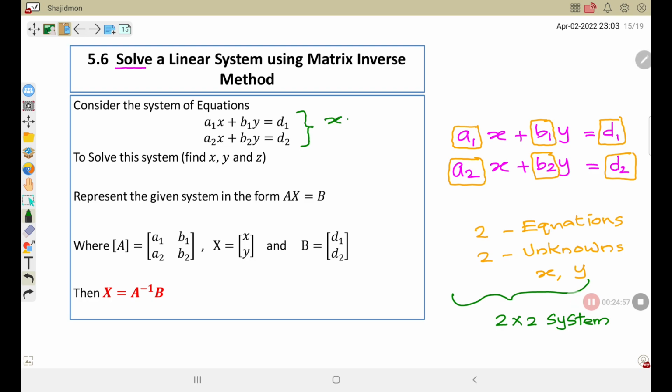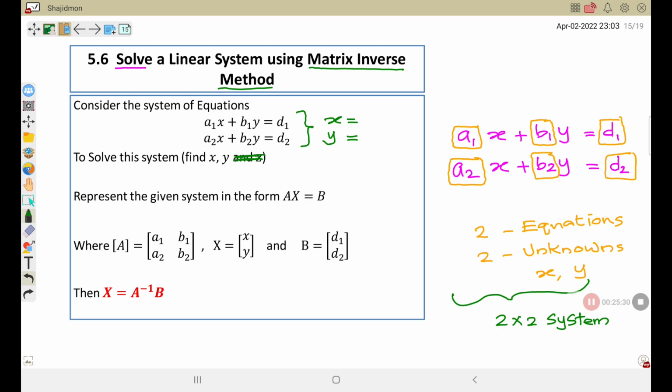Solve means we need to find what is the x value, what is the y value from this question. To solve this system, find x, y, not z. Z means in the 3 by 3 system, only x and y. Find x and y. Okay, so what we are doing is this 2 by 2 system, first we are representing it in a matrix form. Because our method is, what is our method? Matrix inverse method, correct? So this 2 by 2 system we need to represent by using a matrix.